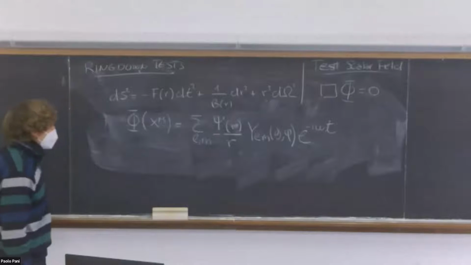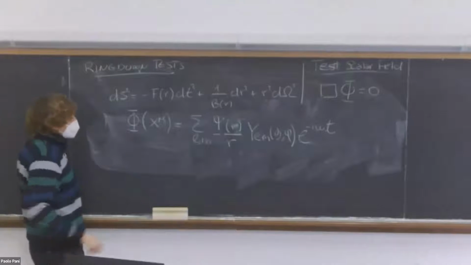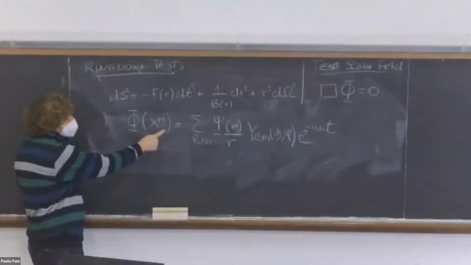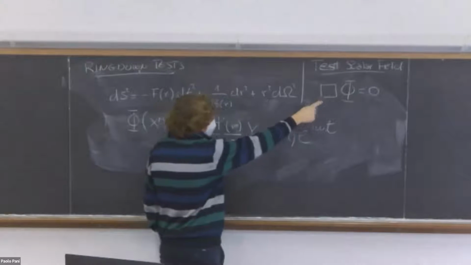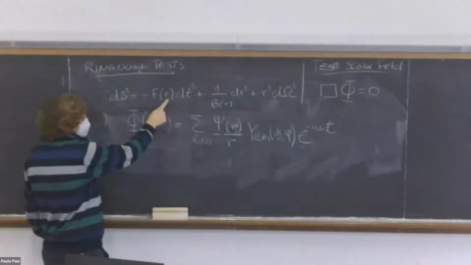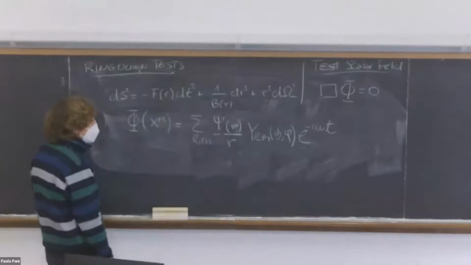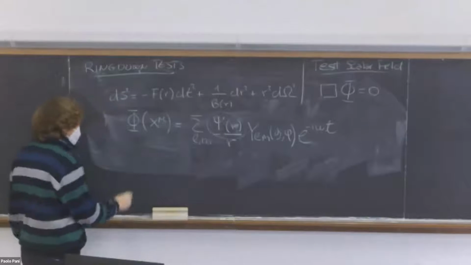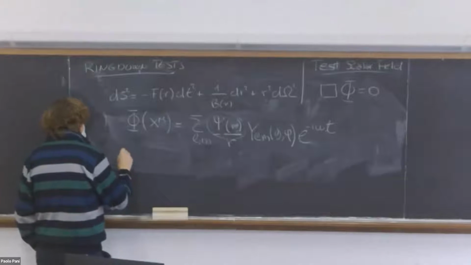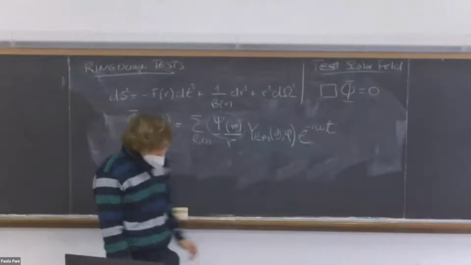And this is why one can do this decomposition. So it's easy to see that if one plugs this decomposition into the Klein-Gordon equation and uses this background metric, the field equation for this radial function here, which is the only unknown of the problem, is the following. Remember it.